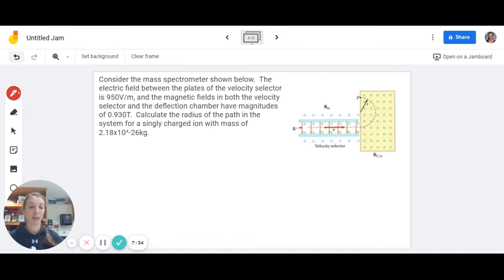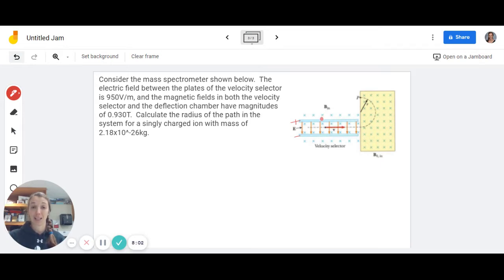So here's how it works. There is a parallel plate, basically two parallel plates. One is positive, one is negative. We can tell by the direction of the electric field that this one is positive and this one is negative because the electric field points from positive to negative. And there's these plates that are within a magnetic field.